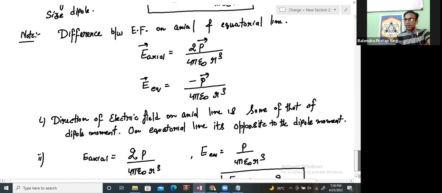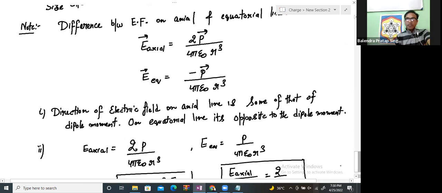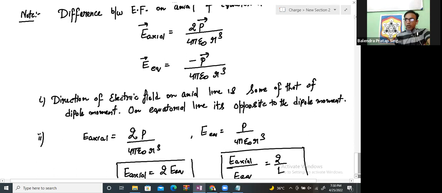Okay, so write down this difference. There are 2 points related to the difference.